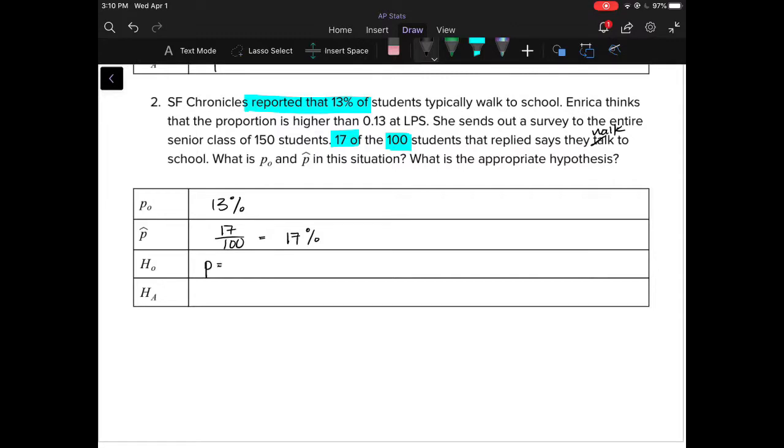Okay. So H0 is P equals 13%. And HA, Enrica thinks that the proportion is higher. So HA is P is greater than 0.13. And I want to be consistent, so I'm going to write P equals 0.13 as well.